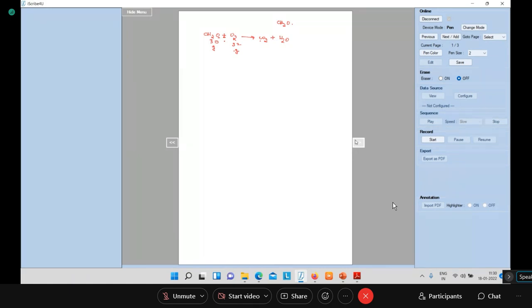1 mole of this organic compound requires 1 mole of oxygen, or 1 gram equivalent of this one requires 1 gram equivalent of oxygen. Right? Very, very simple. So you can write the equivalence like this: 30 gram of compound needs 32 gram of oxygen for oxidation.